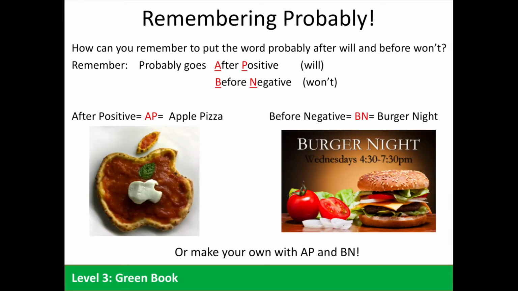To help you understand probably and the placement in the sentence, you can form a mnemonic to help you remember the pattern. So again, if you remember, probably goes after positive or before negative. We can use the letters AP and BN to help us remember. So after positive, AP, we can remember something like apple pizza. Before negative, BN, we can remember something like burger night. Again, by remembering these things, it will help us remember where to put probably in our statements.